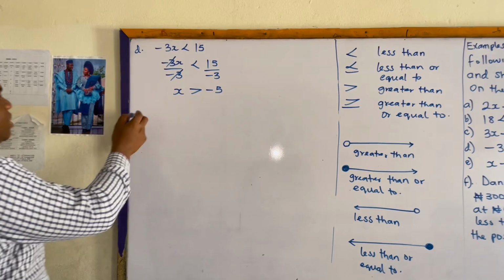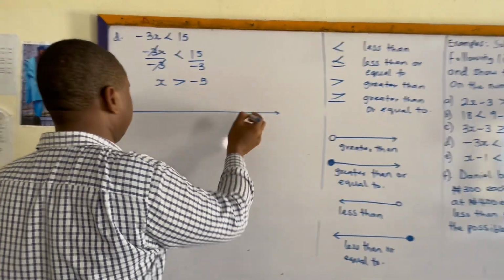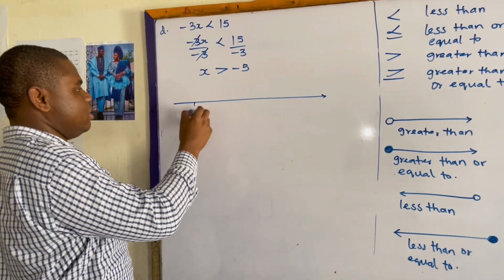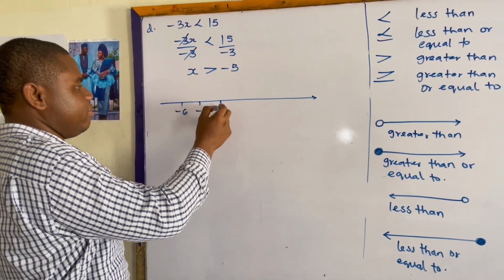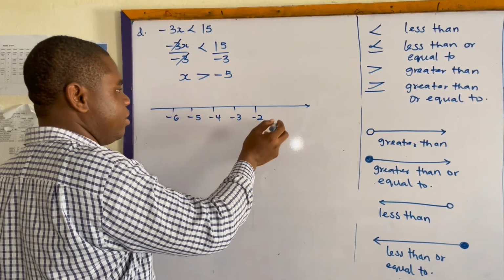Alright, so to represent this on the number line, we have minus 6, minus 5, minus 4, minus 3, minus 2.